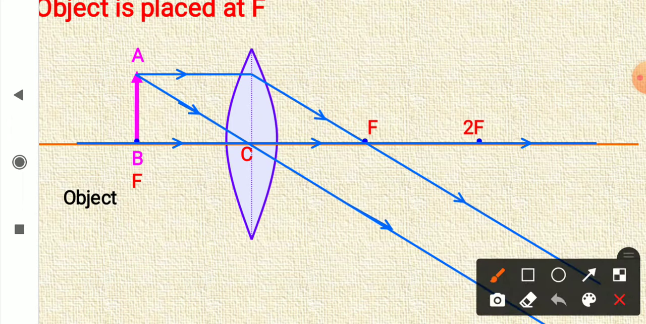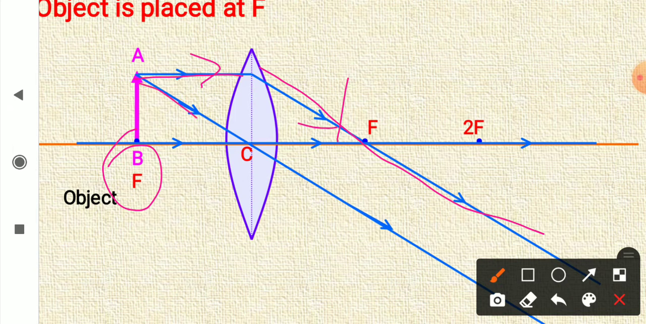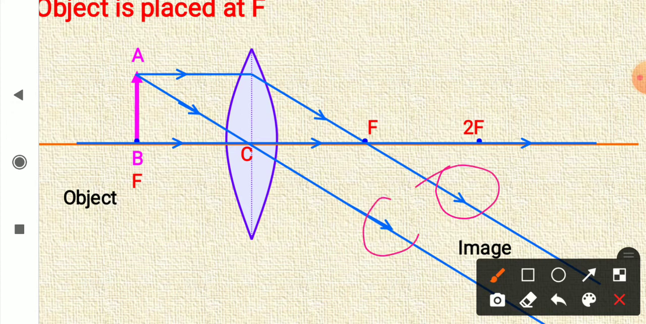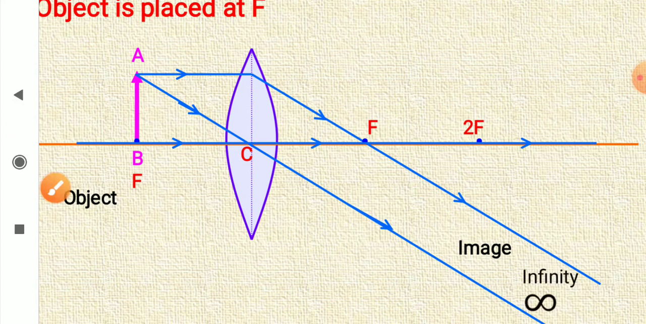Look at it. Now the object is placed at focus. We will follow the same method. One ray parallel to the principal axis, after refraction, has to pass through the focus. Another ray through the optic center will pass without deviation, and you will find that these two rays are parallel, so they are not meeting anywhere.